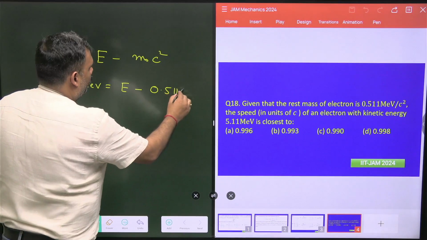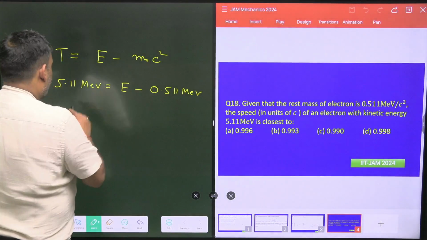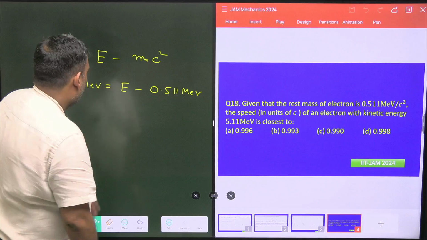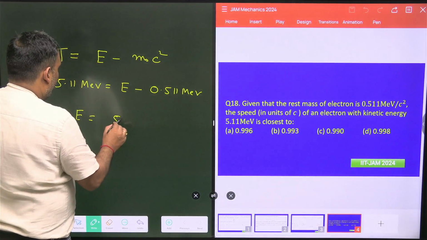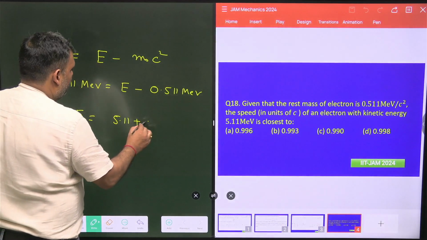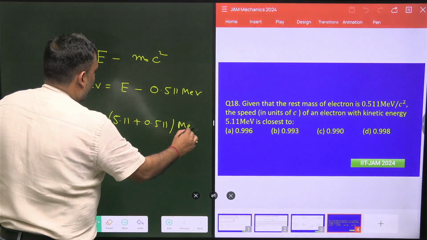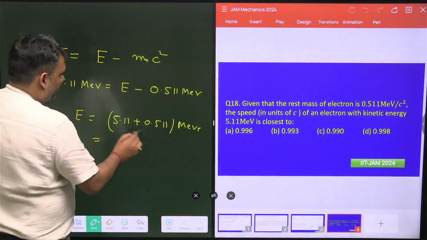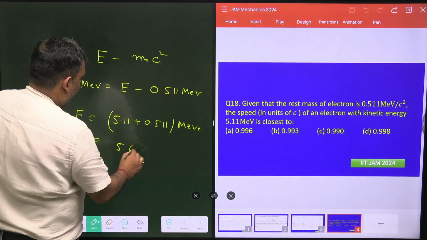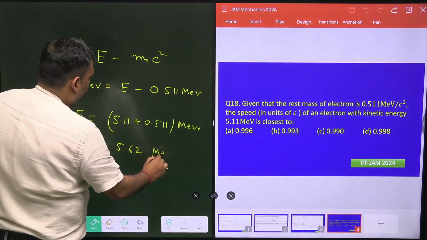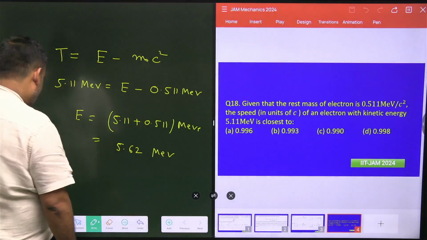The rest mass energy is 0.511 mega electron volt. So we can easily find the total energy E, which can be written as 5.11 plus 0.511, in mega electron volt. What is this value? This value is 5.62 mega electron volt.